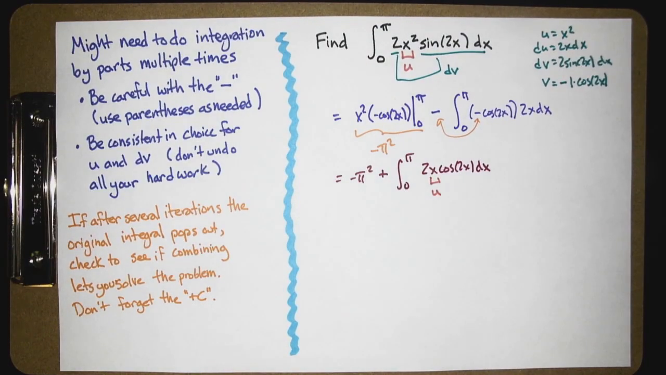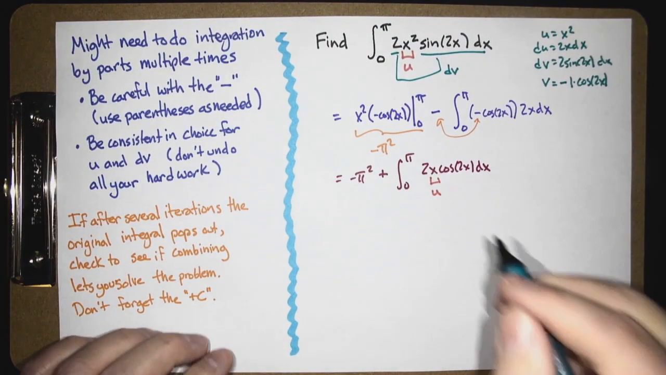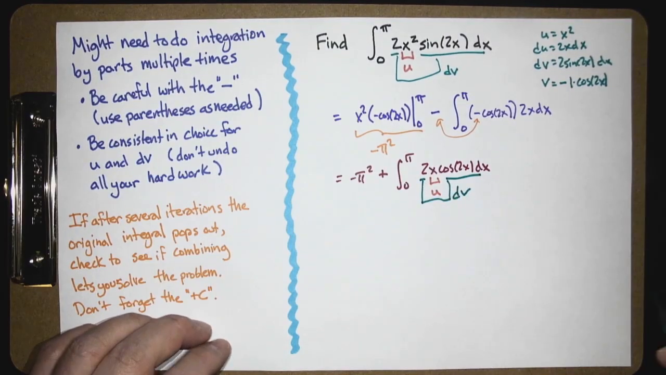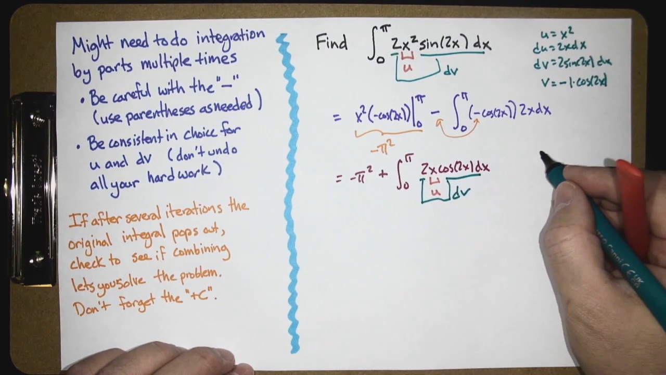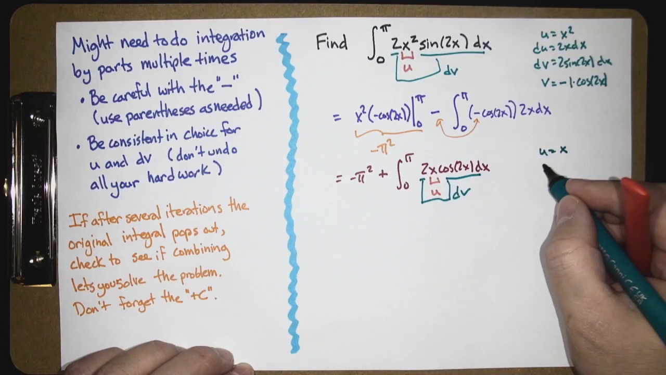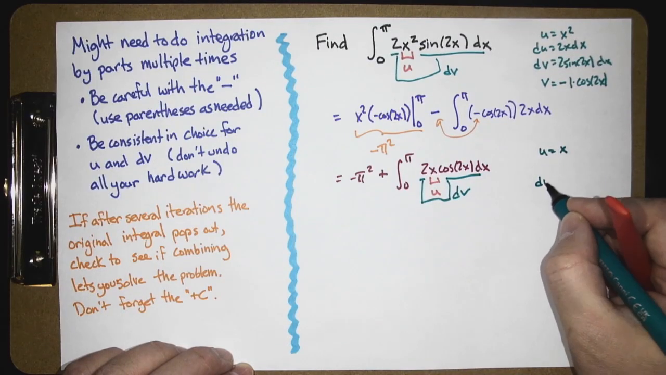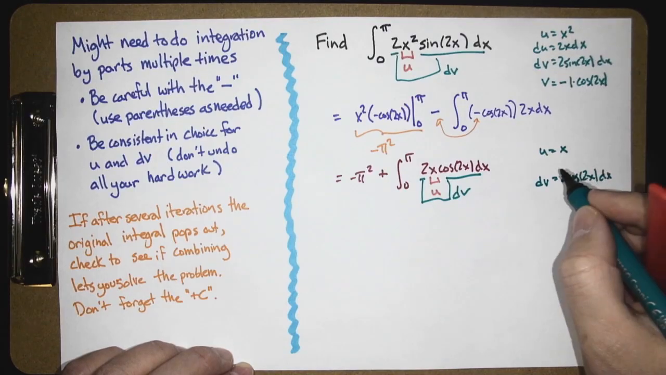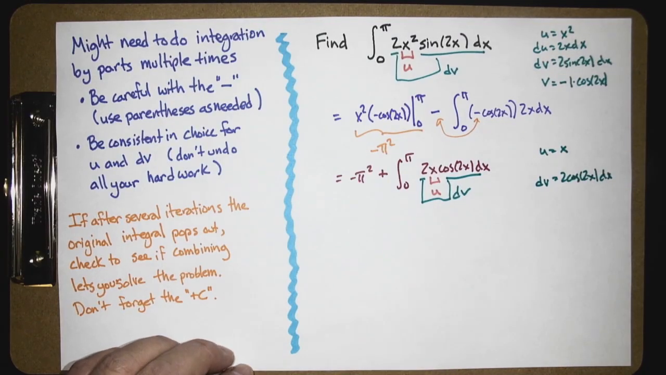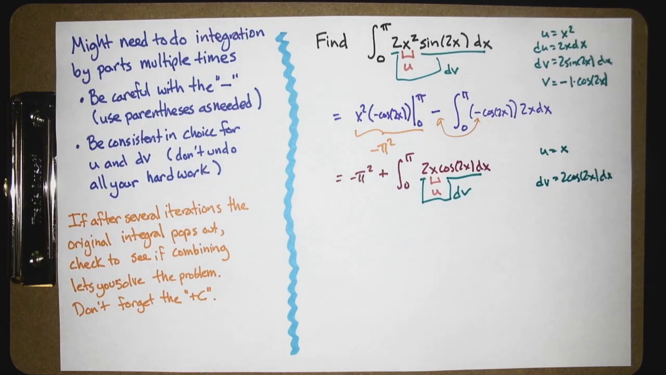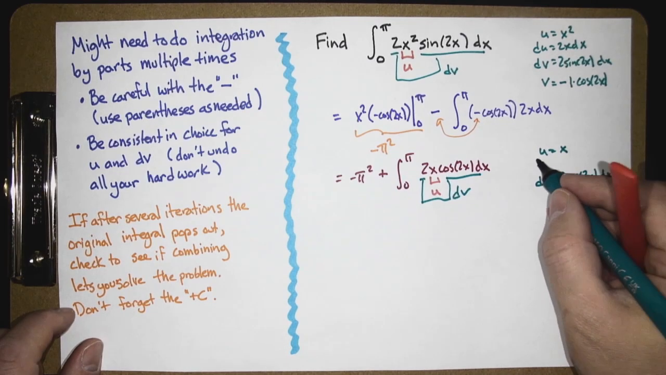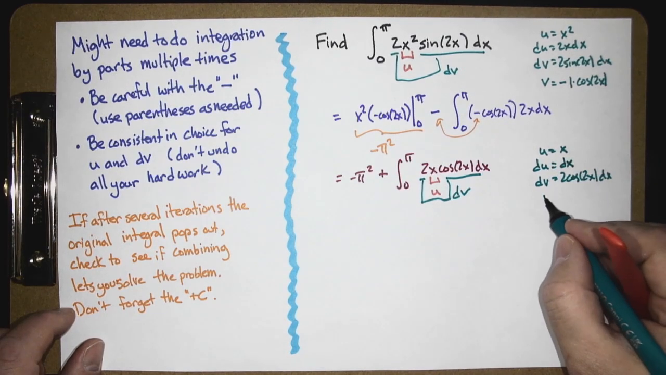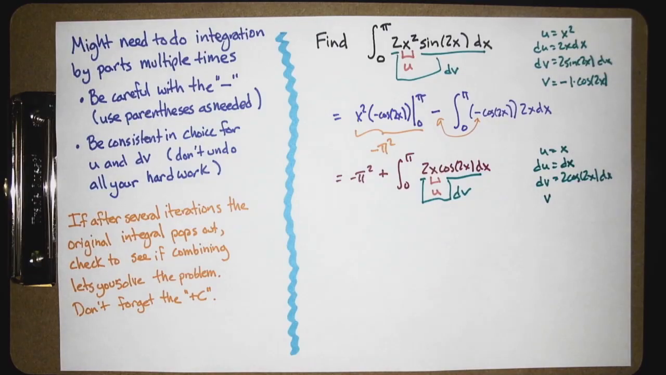Okay, so x will be our u, and then we can still have our 2 cosine 2x be our dv. All right, so we'll make some notes here. u equals x, dv equals 2 cosine 2x. All right, now some computations. If u equals x, what is du? du is 1 dx, or just dx. What is v? What's the integral of 2 cosine of 2x?